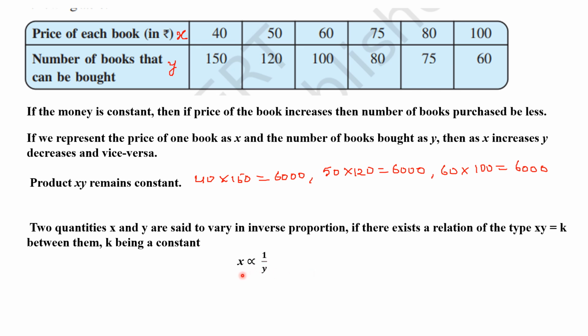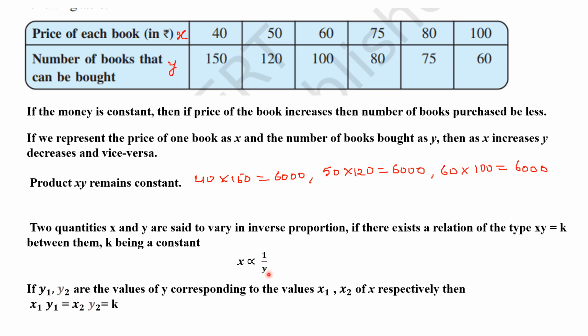And for inverse proportion, we can write X is inversely proportional to Y. So I have already explained this in my previous introduction video of direct proportion. This is the sign of proportionality. And when it is in inverse proportion, so x is related to 1 by y because they are in inverse proportion. And if I assume y1 and y2 are the values of y corresponding to the values of x1 and x2, then x1 y1, x2 y2, they all will be constant.